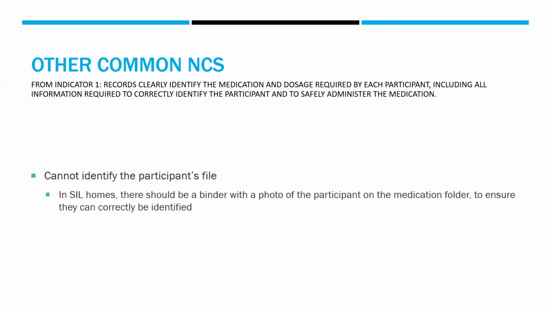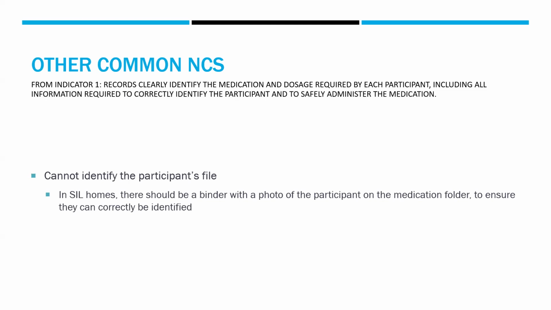So another common non-conformity, relating to the first indicator about records clearly identifying the medication and correctly identifying the participant, is that you can't identify the participant's medication file. This is particularly happening in SIL homes. I've seen some cases where they'll just have a bunch of loose medication documents scattered throughout. They don't have a system in place. So it's a common one.